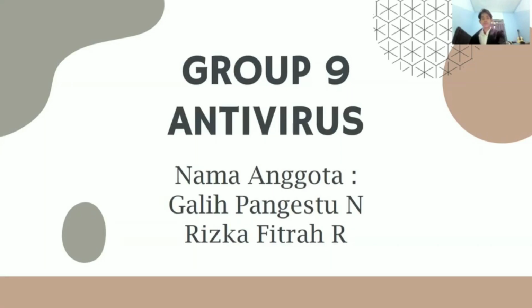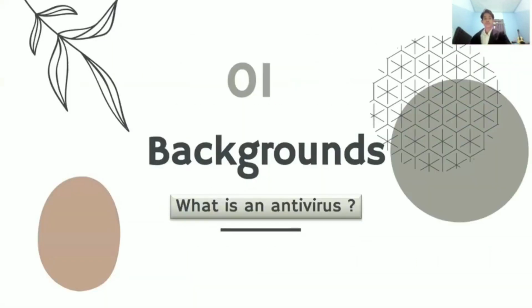So first is the background system. What is the antivirus? An antivirus is a computer software that functions as the computer protector from virus attacks. This antivirus will provide protection and security to the data and the system on the computer.